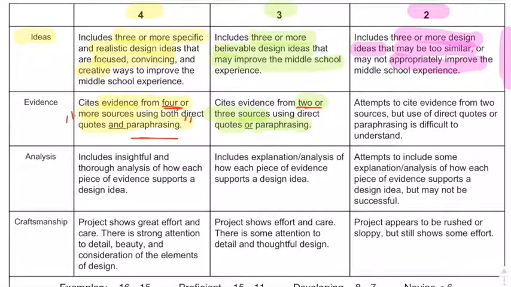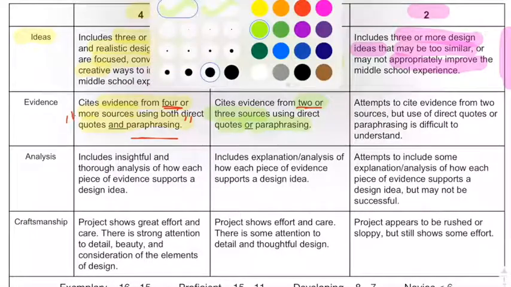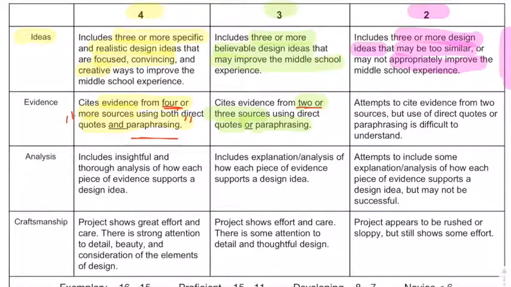And then moving on to 2 for this. For this, you attempt to cite evidence. So you do try to cite evidence from 2 sources, but maybe the quotes that you used or the paraphrasing you wrote was tough to understand, or maybe it didn't quite go with your idea. Maybe they just don't really have too much to do with each other, and there was an error there in reading the quote or understanding it. And of course, anything less than that is a 1. So if you do not have 2 sources, that automatically brings you down to a 1 there.